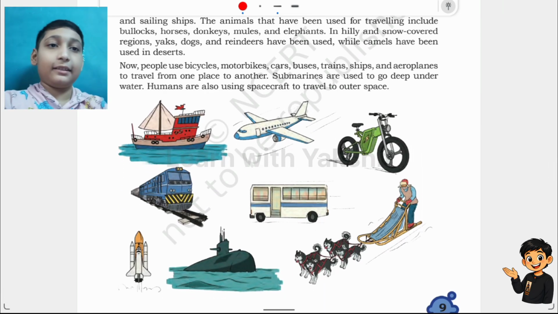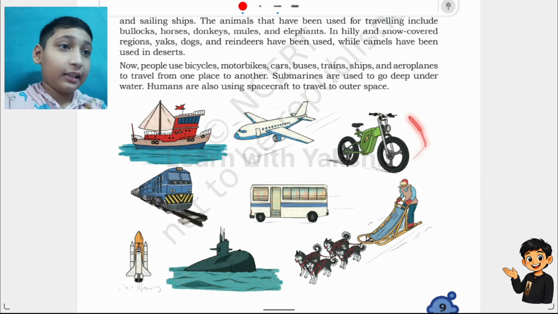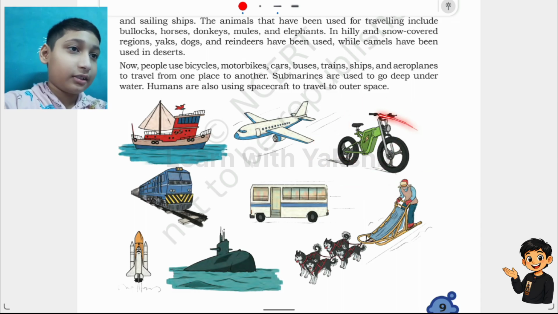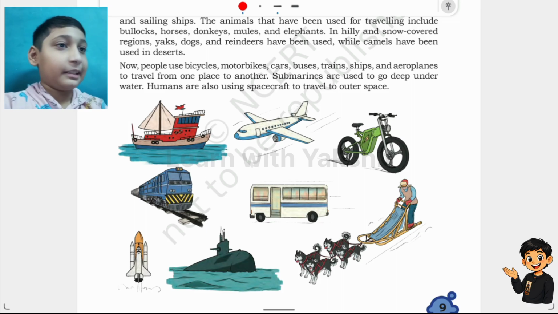Now here's some pictures. This is a boat, you know. This is an aeroplane, you also know. This is an electric motorcycle or a cycle. I can't really tell. Yes, it's a motorcycle. Why would a cycle be energy charged? This is a train, this is a bus. This, however, you don't know.